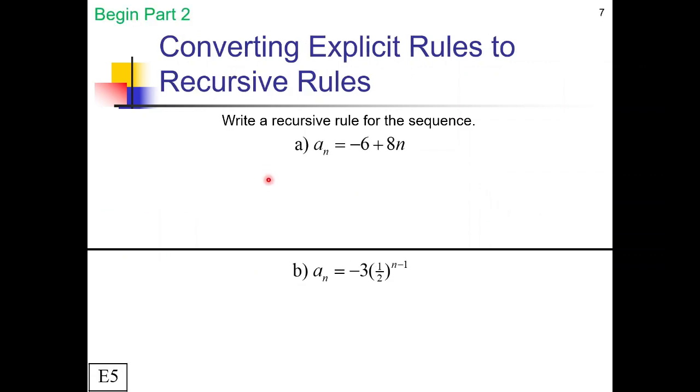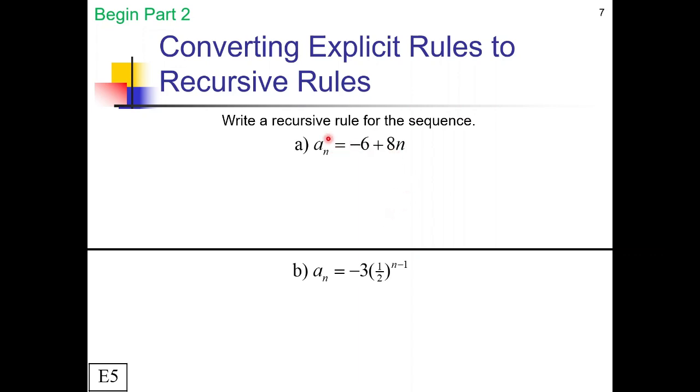Welcome back. You're joining us for part 2 of our lesson on recursive sequences. So we're going to start this one off with a problem where we're trying to convert some explicit rules into recursive rules. And you've actually got just about everything you need to make this happen. Just remember, again, with your recursive rule, you need a base case and a recursive equation that gives you the next step. So pause the video and try to get a rule for each of these two explicit rules.